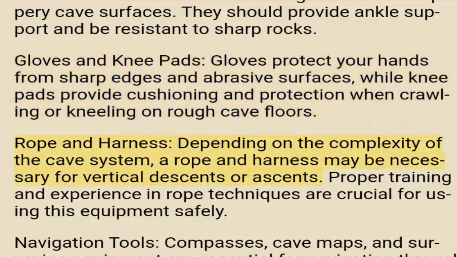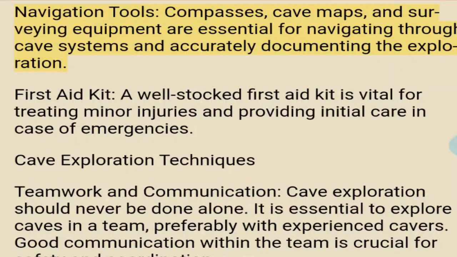Rope and harness. Depending on the complexity of the cave system, a rope and harness may be necessary for vertical descents or ascents. Proper training and experience in rope techniques are crucial for using this equipment safely. Navigation tools. Compasses, cave maps, and surveying equipment are essential for navigating through cave systems and accurately documenting the exploration. First aid kit. A well-stocked first aid kit is vital for treating minor injuries and providing initial care in case of emergencies.